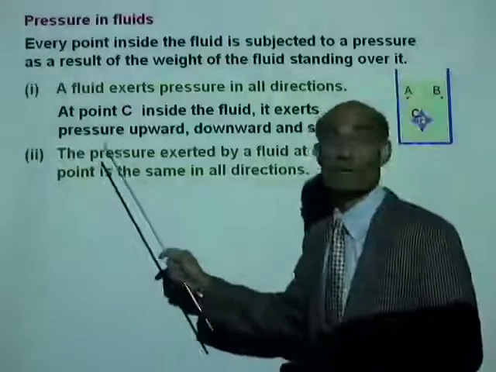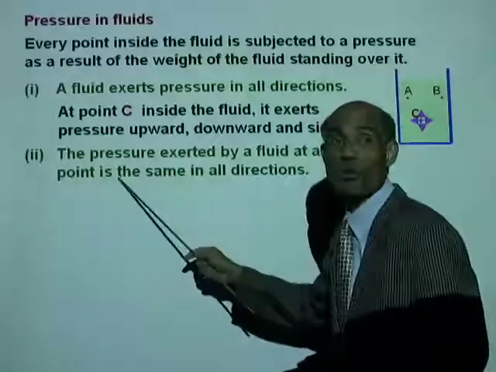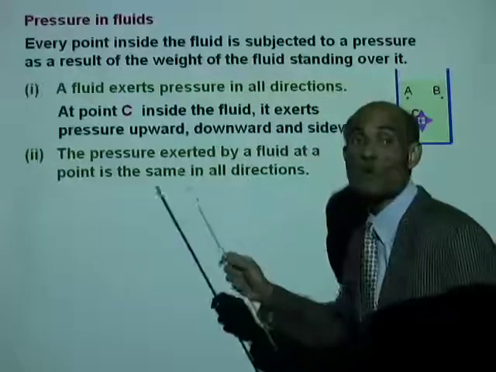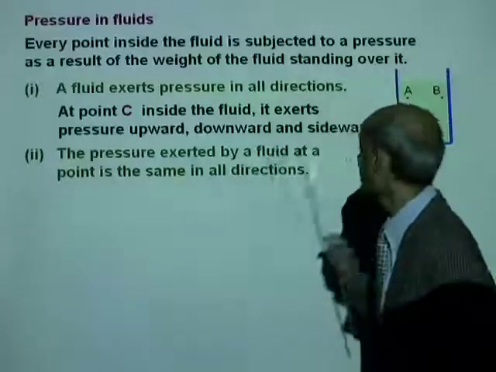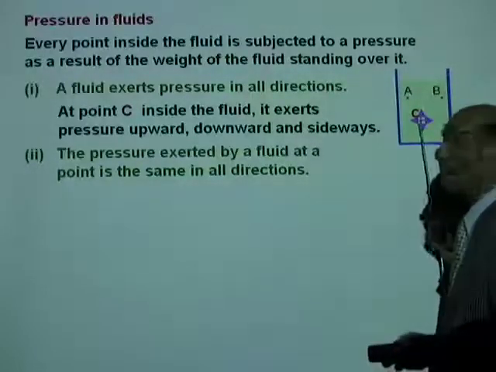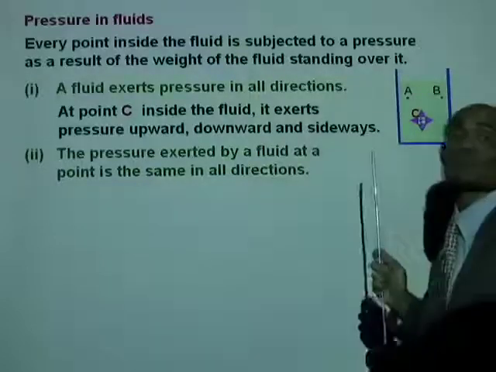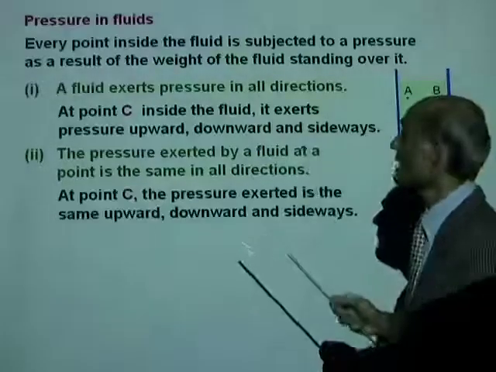Statement number 2, the pressure exerted by a fluid at a point is the same in all directions. The pressure exerted up is equal to the pressure exerted down, equal to the pressure exerted to the left, equal to the pressure exerted to the right.